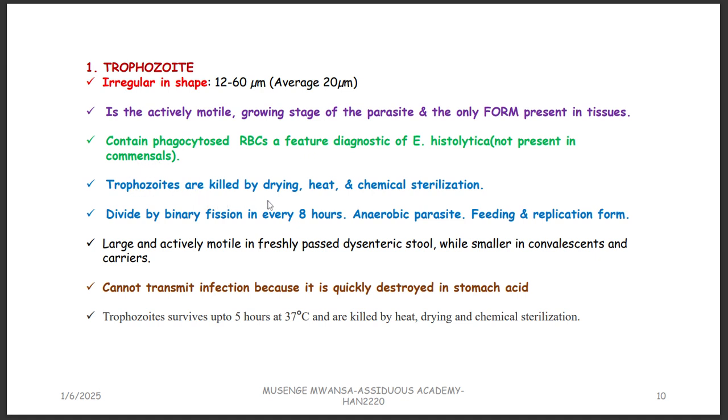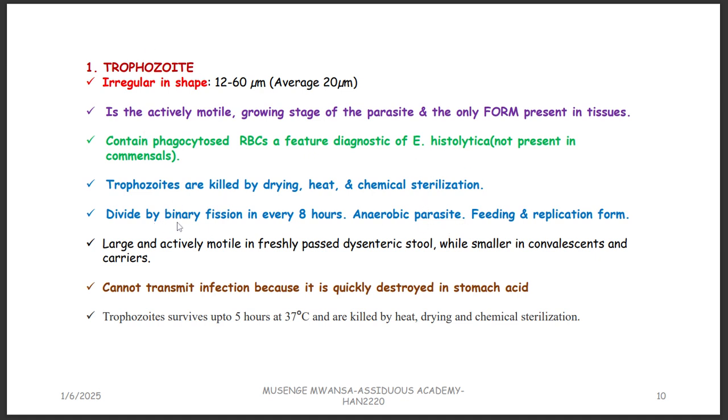Trophozoites can actually be killed by drying, heat, and chemical sterilization. To sterilize something means to do away with any foreign substances from that surface. Let's say, for example, before you perform a lumbar puncture, you get spirit and put it on that place, you are cleaning the area. That's to make it medically clean. That is sterilization. Sometimes you can also use heat to sterilize, for example, medical instruments.